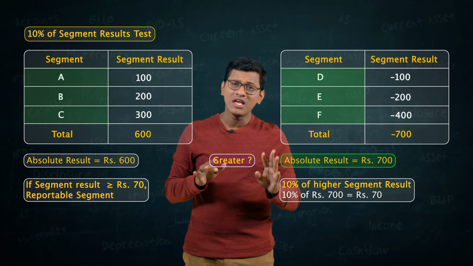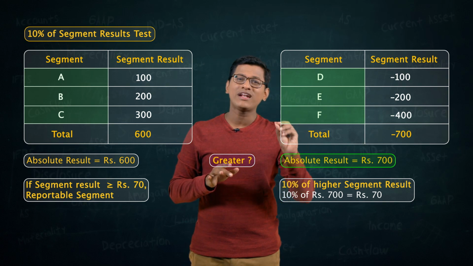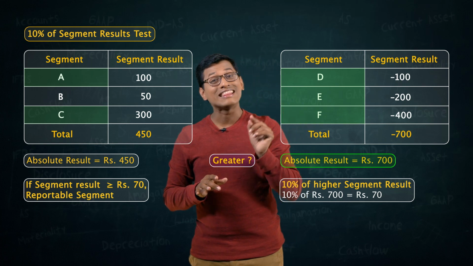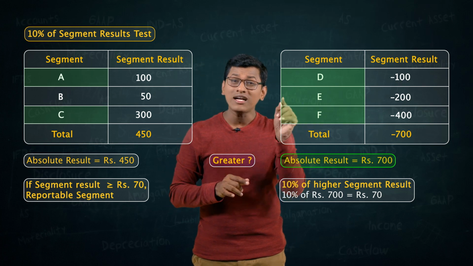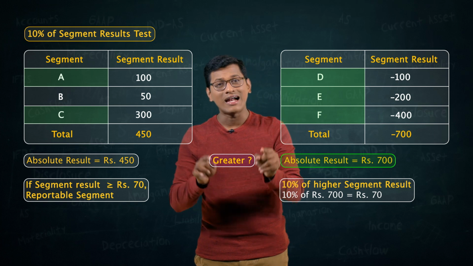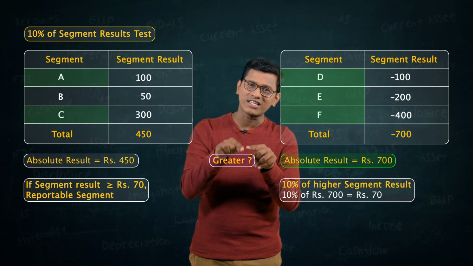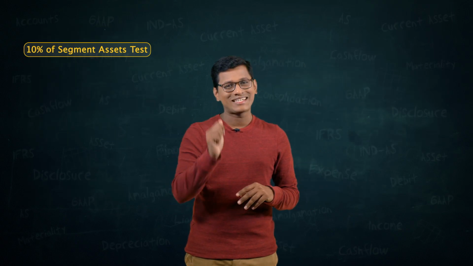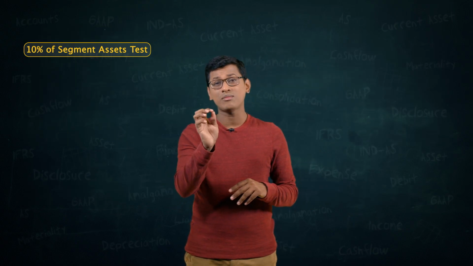Now, just imagine if there was one segment where the segment result was some 50, then what would have happened? That particular segment would not have become reportable under this test. You should have tested it for other categories. Friends, now let's come to the third test. We call it the 10% of segment assets test.